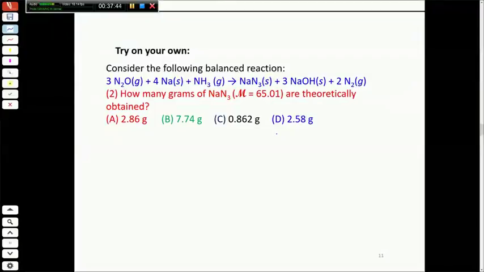All right, so we have the following balanced reaction. I think I left the slide out by accident, but that's okay. We can do this anyway. We have N2O plus sodium plus NH3 going to sodium azide, NaN3. This is the explosive that's used in airbags, and then NaOH and N2. So a pretty complicated reaction, but we gave it to you. It's already balanced, so nothing there.